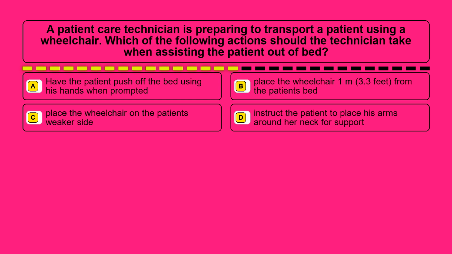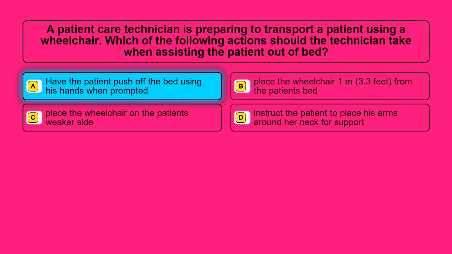Option A, have the patient push off the bed using his hands when prompted. Option B, place the wheelchair 1 meter (3.3 feet) from the patient's bed. Option C, place the wheelchair on the patient's weaker side. Option D, instruct the patient to place his arms around her neck for support.